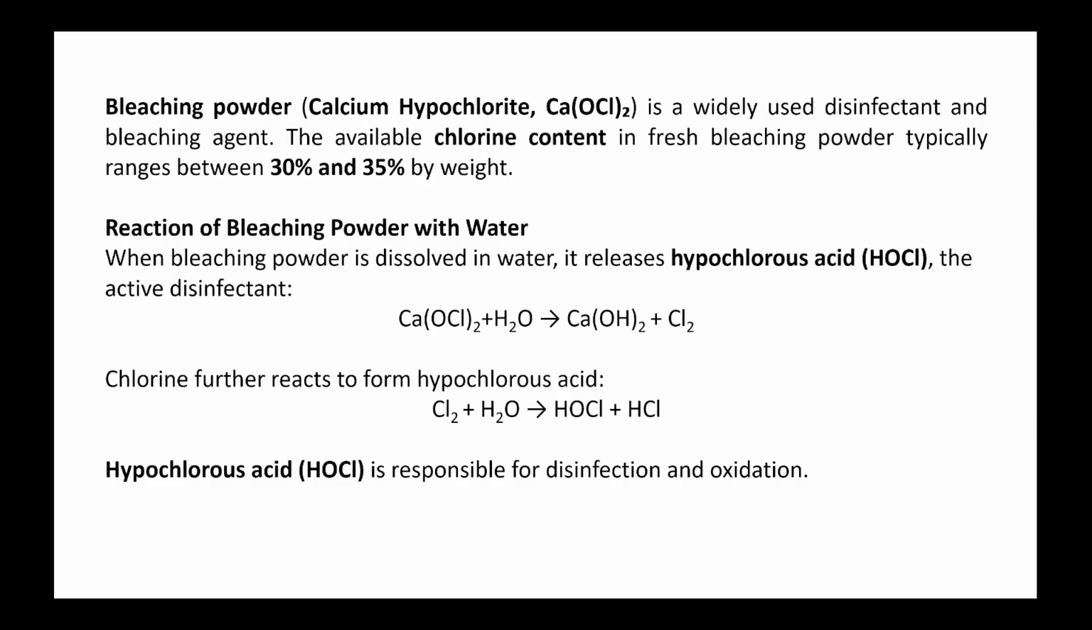When bleaching powder is dissolved in water, it releases hypochlorous acid, which is the active disinfectant. That's why we have been discussing hypochlorous acid so much, because hypochlorous acid is the disinfecting agent. When we do chlorination of water for disinfection, the final product forming is also hypochlorous acid. So bleaching powder has the hypochlorite ion. If we dissolve it in water, it will form hypochlorous acid, which acts as the disinfectant. It can kill the microorganisms present on a surface.